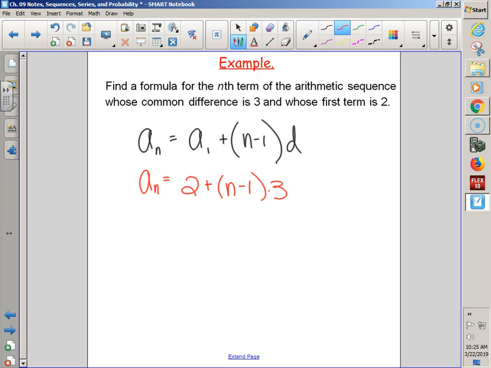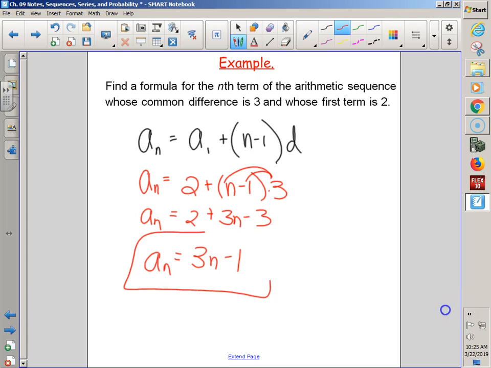Now, they're not going to stop there. Come on, we can simplify. We can do math, right? So plus 3n minus 3. We'll keep going. It's not going to necessarily look just like that at the end, but this gives us where to start. 2 minus 3 is negative 1, so 3n. So that's kind of nice.